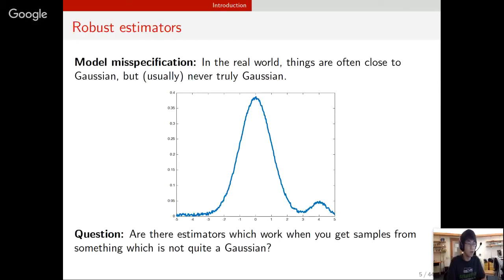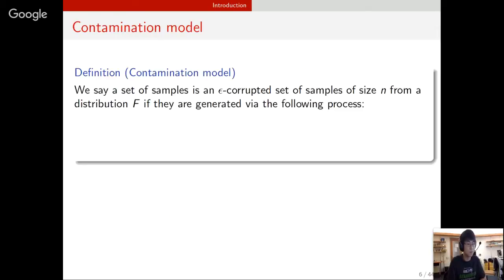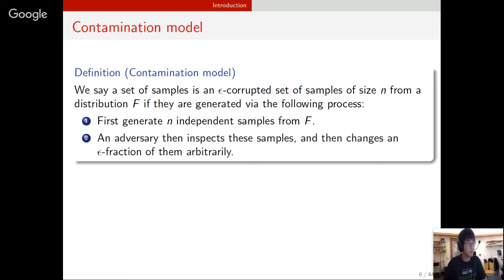And in this talk, we're going to define the following contamination model. On the previous slide, I had this notion of a Gaussian PDF plus noise. It turns out this is more or less equivalent to the following notion of corrupting the samples themselves. Definition: we say a set of samples is an epsilon corrupted set of samples of size n from a distribution f if they're generated via the following process. First, generate n independent samples from this distribution f, and then give them to an adversary, who then inspects these samples and changes an epsilon fraction of them in any way the adversary desires.